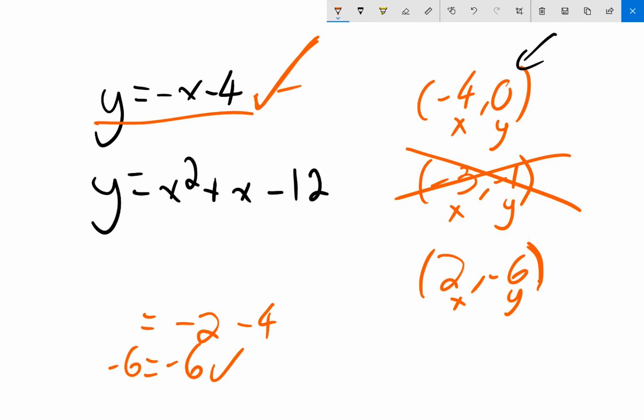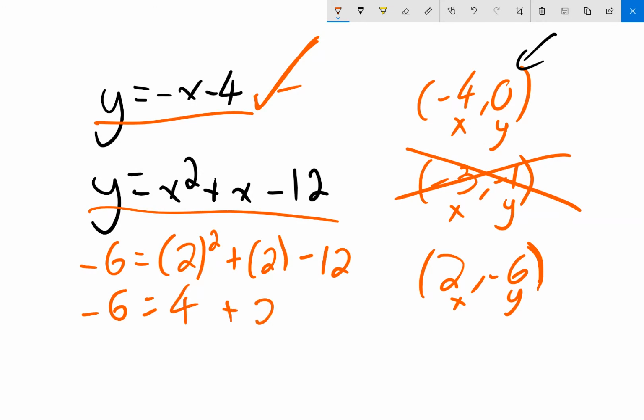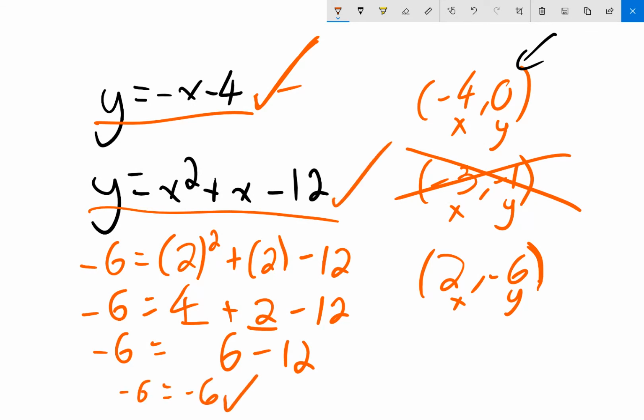Now let's see one more time if it fits in the last equation. Y is -6, so we're going to plug in -6 equals 2 squared plus 2 minus 12. So we're plugging 2 for x and -6 for y. This means -6 equals 2 squared is 4, plus 2, and then minus 12. So 4 plus 2 is 6, and then 6 minus 12 is -6. So -6 does equal -6, so that's true. So this point and the first one both work.